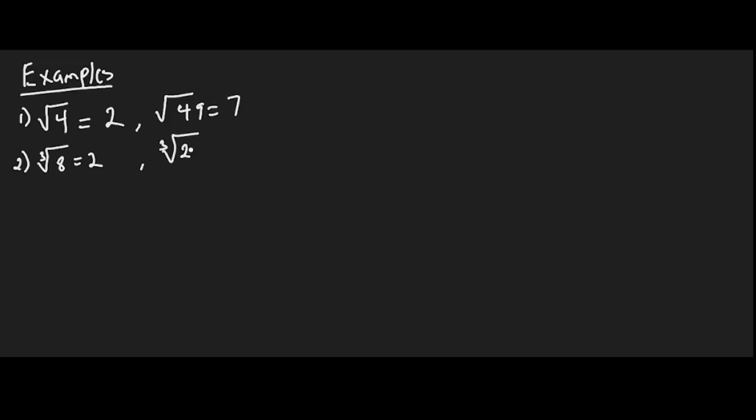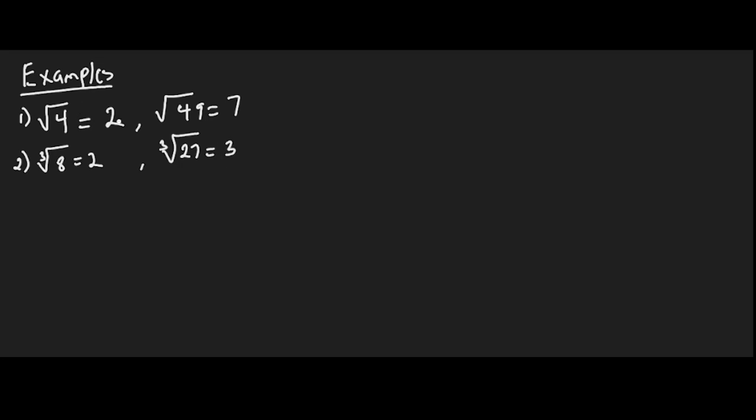Let's just take some numerical examples to exemplify some of them. For example, if we have the square root of 4, that's going to give us 2. The square root of 49 gives us 7. The cube root of 8 gives us 2. We also have the cube root of 27, which gives us 3.